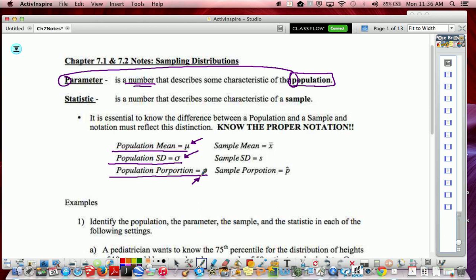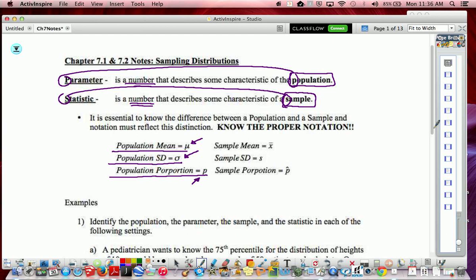Now, other than a parameter, we could have what's called a statistic. A statistic is a number that describes a characteristic of a sample. So what I look at here is S and S. The statistic starts with an S, sample starts with an S. Helps me remember, a statistic goes with a sample. A parameter starts with P, it goes with populations.